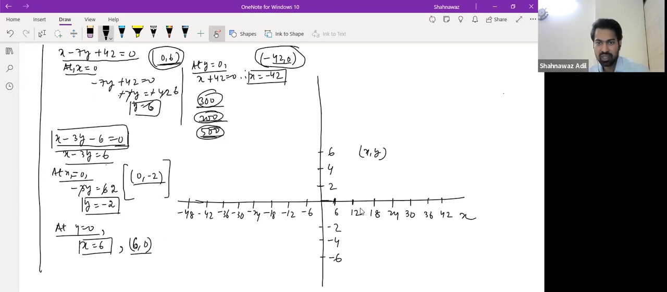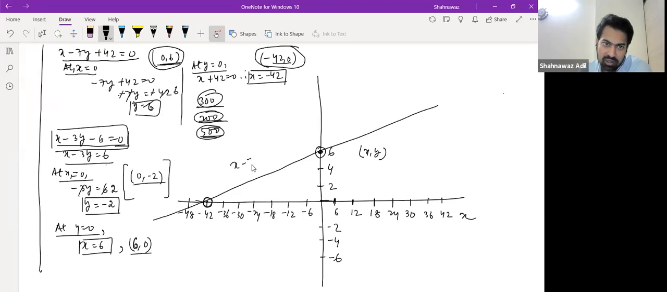Okay, so the first point is 0, 6. In the x direction, we have to move 0 distance, so this is here. And in the y direction, we have to move 6 points. So this is 0, 6, right? And the next point is minus 42, 0. So minus 42 is here and 0 is here. So this is minus 42, 0, right? So this would be the line, x minus 7y plus 42 equals 0.